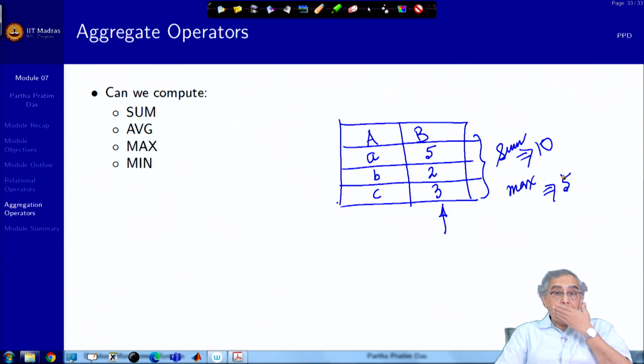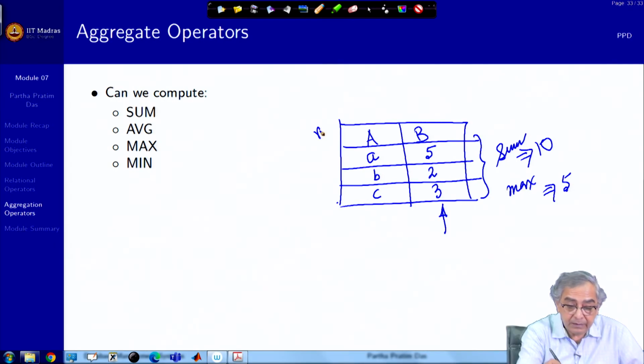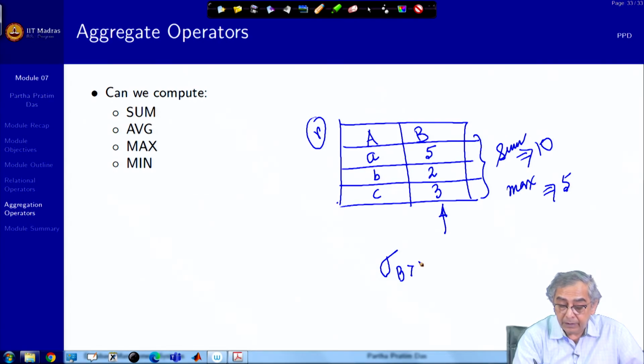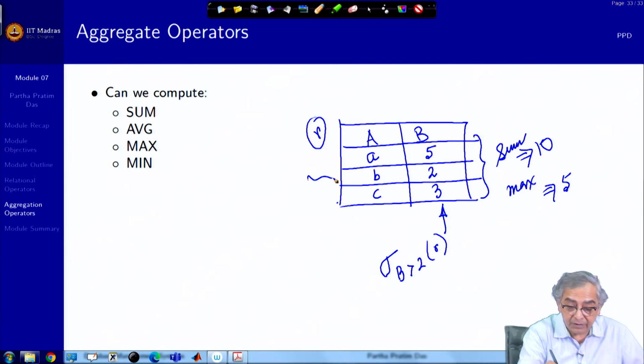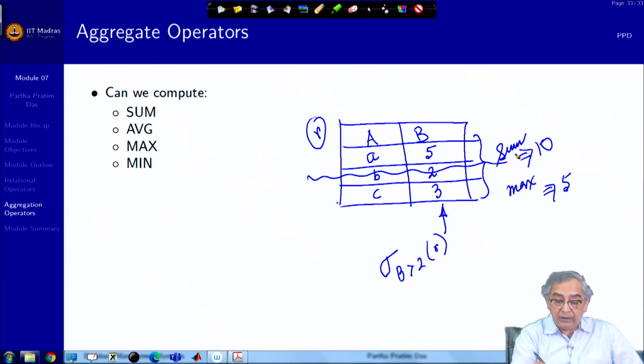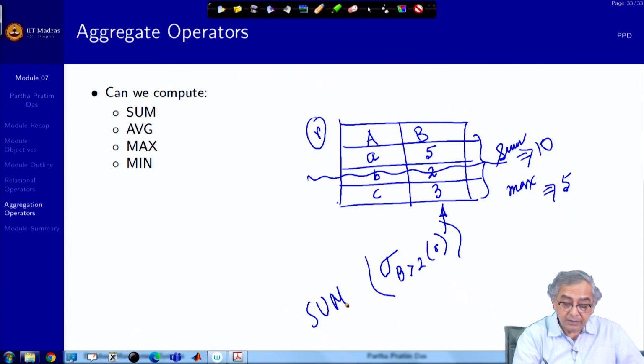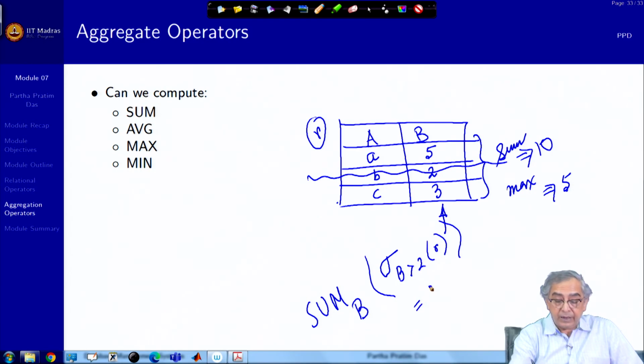You can do an aggregation on a relationally operated file also. For example, I will say that well, I want to aggregate values that are more than 2. Right. So, I will take this R and then do B greater than 2 R. What does this give me? This gives me a new relation, right, a relation which does not have this. And on this I do a sum on B to get 8.